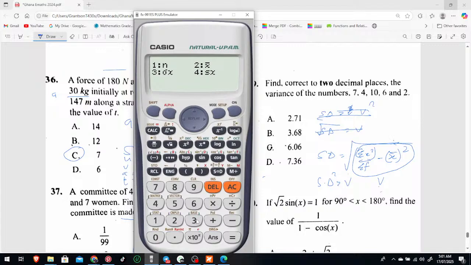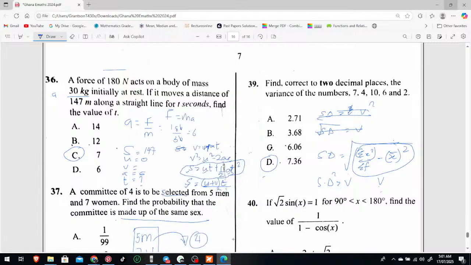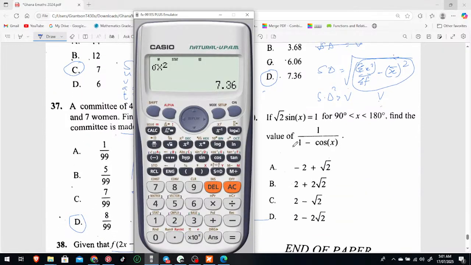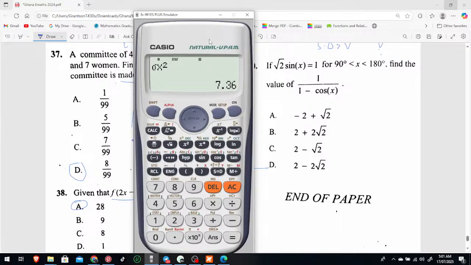So you select 3. And I've told you that variance is the square of standard deviation. So square this one. Press equal to. You get 7.36. Have you seen that? Yes. So you don't have to use your mind to solve it. Just be smart with the calculator.